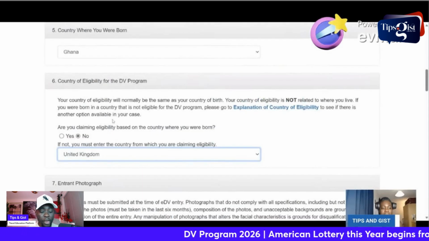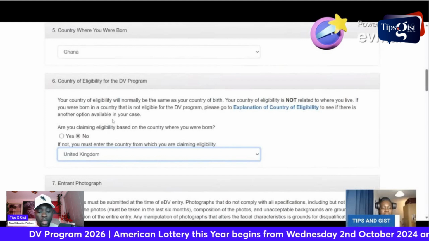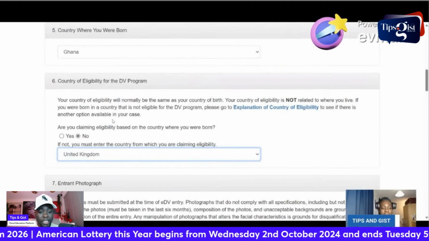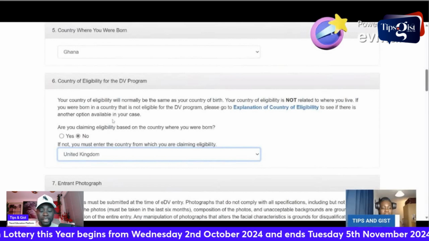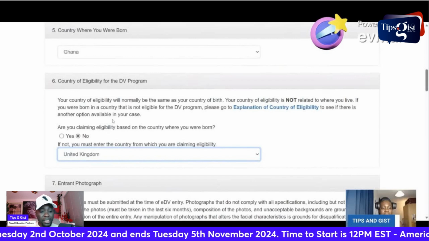So a typical example is this one. I clicked no, and they are asking, okay, fine. If you're not claiming where you were born, then where do you hold another eligibility, like holding their passport? And I selected United Kingdom. I'm holding a British passport. So this is a typical example.